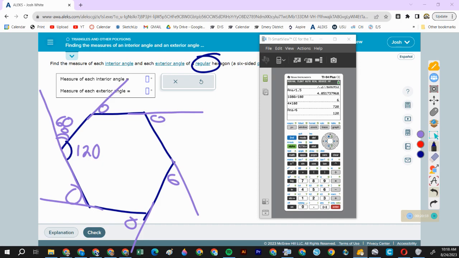So what we could have done is the exterior angles are 360 divided by the number of angles, which would be 60. And that would tell me that this is 60, and then I could figure out that that is 120. So both of those formulas come to the same conclusion.